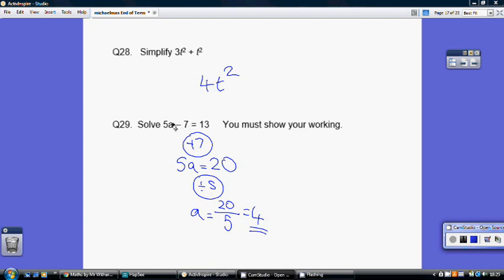So how do we undo a -7? We have to do the opposite. We choose to add 7 to both sides.